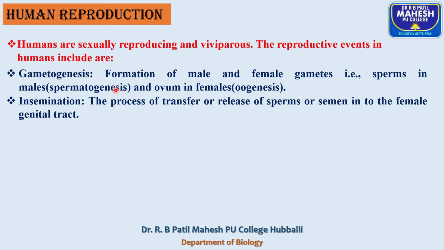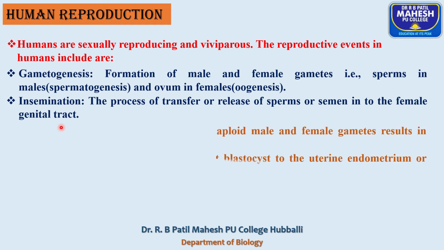Soon after the formation of gametes, the male gametes are motile, whereas female gametes are non-motile. That means the male gamete reaches the female gamete soon after insemination. Then what is insemination? The process of release or transfer of sperms or semen into the female genital tract is called insemination. This is the second reproductive event.